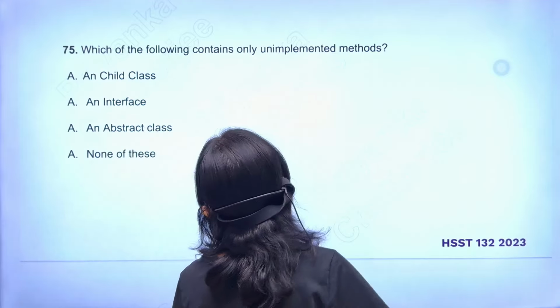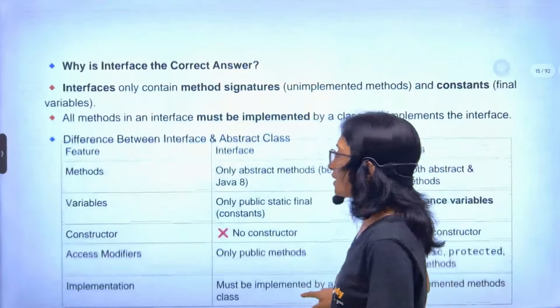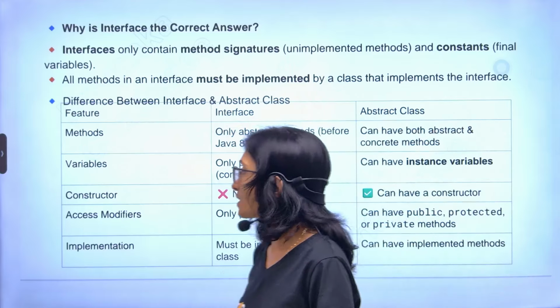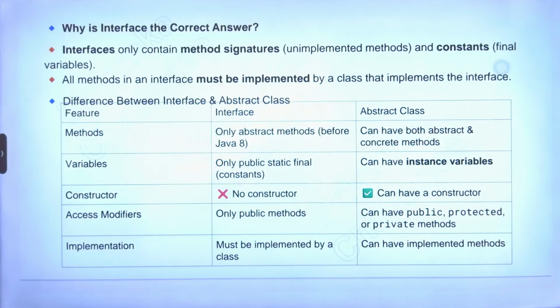Yes. Here only unimplemented method. Here you can see why interface is the correct answer. Interface is the correct answer because an interface only contains the method signature, that is unimplemented method, and constants, that is final variables. All methods in an interface must be implemented by the class that implements the interface.